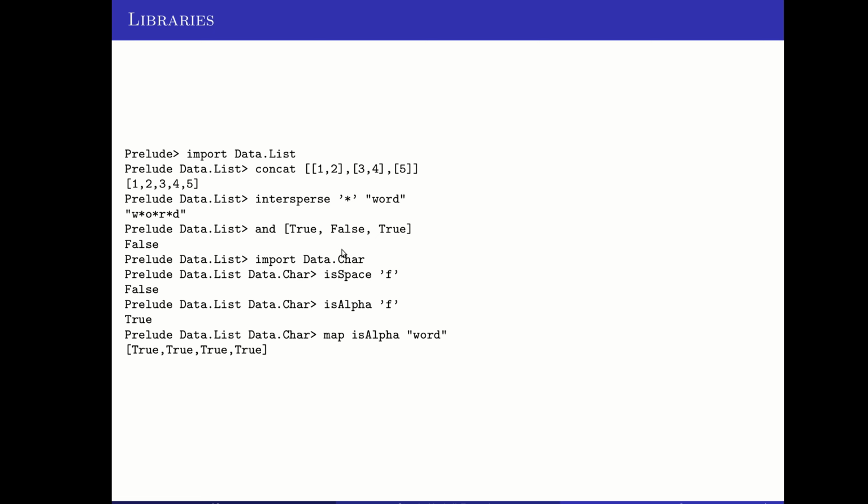Data.Char here is a useful library as well that we can load in. It gives us lots of things to check information about characters. Is something a space? Is something alphabetical? Is it uppercase? Is it lowercase? We can transform things from uppercase to lowercase. We can even map these character functions onto strings, since strings are lists of characters. So here we're mapping isAlpha to see, is everything in this string alphabetical characters?